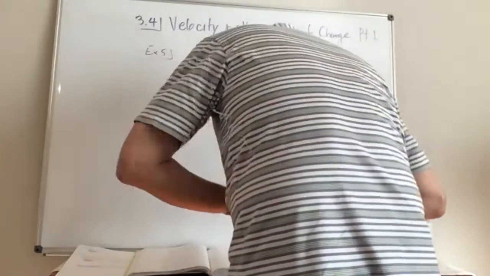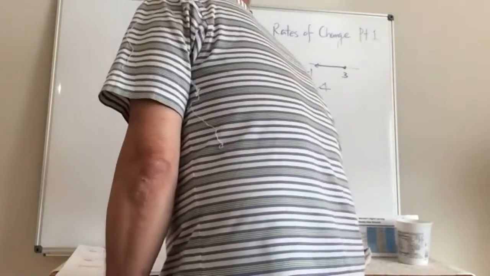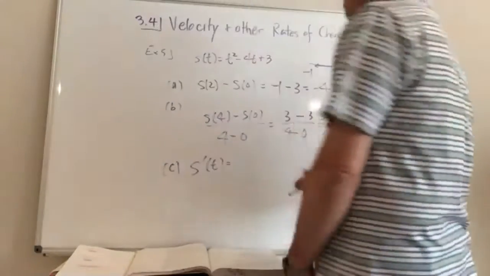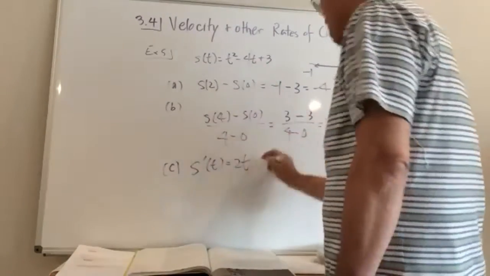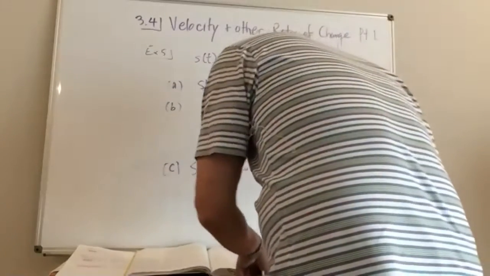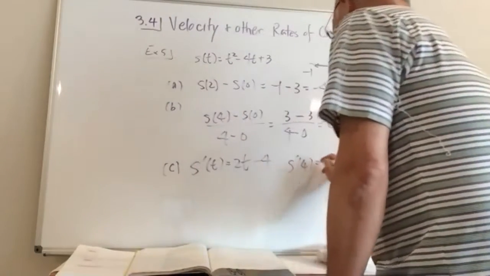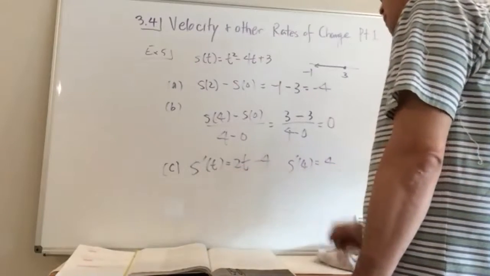C, find the instantaneous velocity of the particle at t equal to 4. Instantaneous velocity, so that's basically what? I'm going to go ahead and do S prime of t. So if I do S prime of t, I get 2t minus 4. And I want this at t equal to 4. So S prime of 4 is equal to 2 times 4, which is 8, minus 4. So it's going to be 4.